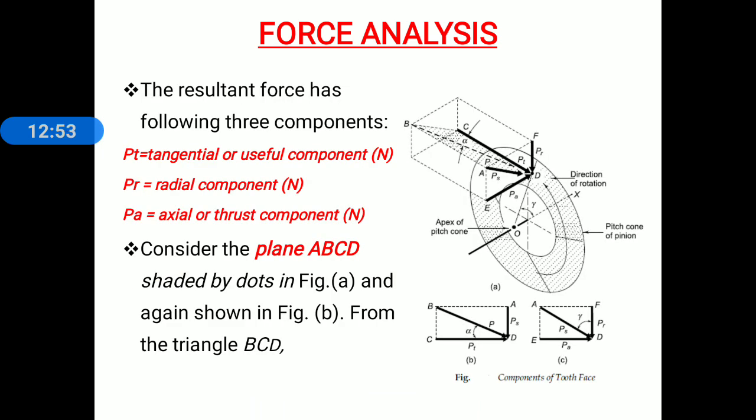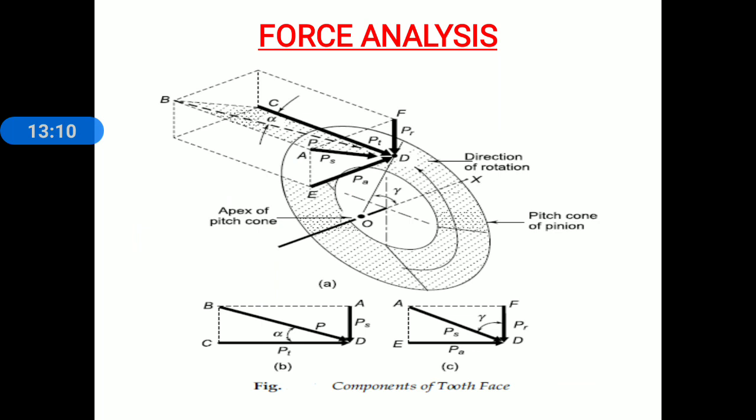First component, PT, tangential or useful component, that is in Newton. Second, PR, radial component, that is in Newton. And third one is PA, axial component. Okay, everyone observe this sketch carefully. This figure A, B, C.